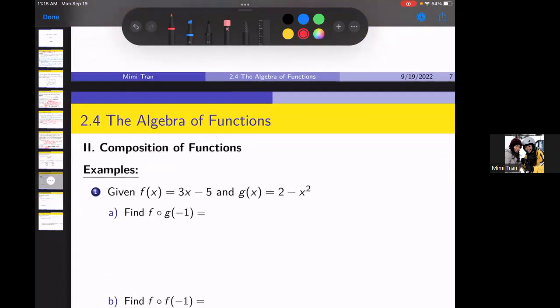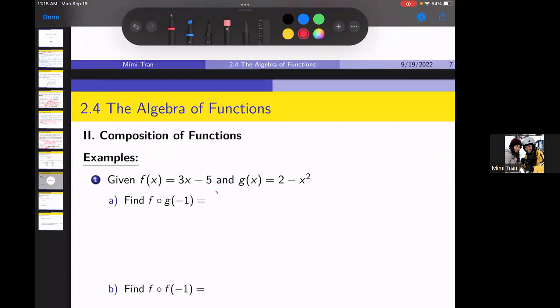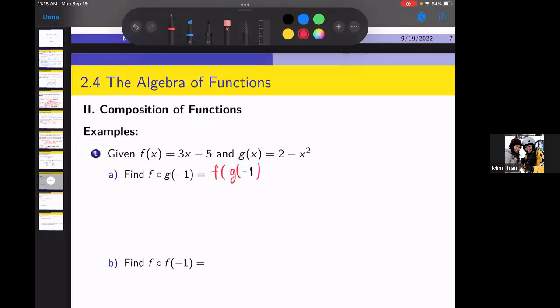Let's take a look at the example. I want you to find f composite g of negative 1. I'll write it like this. Now, I'm going to work from inside out. First, I'm going to calculate g of negative 1. So function g looks like this. By the way, I'm going to rewrite f outside and work from inside. So g looks like 2 minus something squared, and that something will be negative 1.